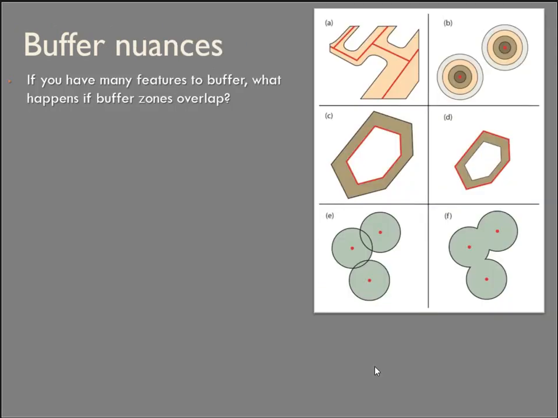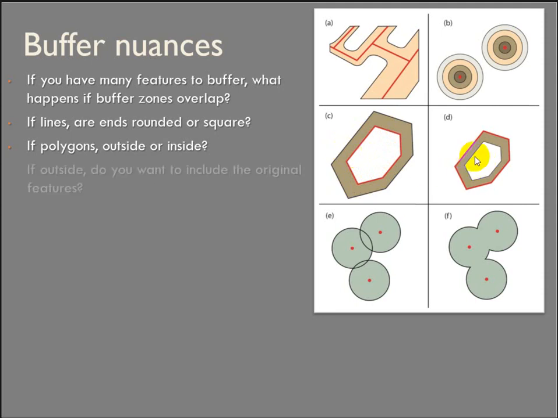So here are some of the nuances for buffers that you should think about. If you have a lot of features, what happens if they overlap? So are you going to dissolve or not dissolve? If you're buffering a line, do you want the ends to be rounded or square? If you're buffering polygons, are you buffering inside or outside? So if this red line defines your polygon, this would be an external buffer and this would be an internal buffer. Do you want to include the original feature, or do you want it to act like an island? So if this is your original feature, this would be a buffer that's just creating a ring around but doesn't include the interior.